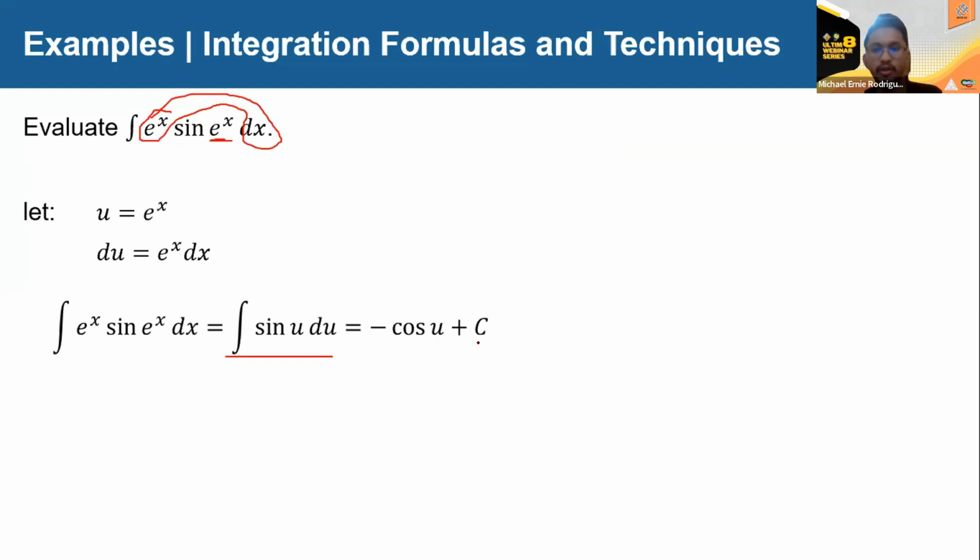Okay? Hindi pa yan yung sagot. Kailangan natin i-substitute yung u. Okay? So, our u is e raised to x. Substitute that. We have negative cosine of e raised to x plus c. So, therefore, the integral of e raised to x sine e raised to x dx is negative cosine e raised to x plus c. Okay?